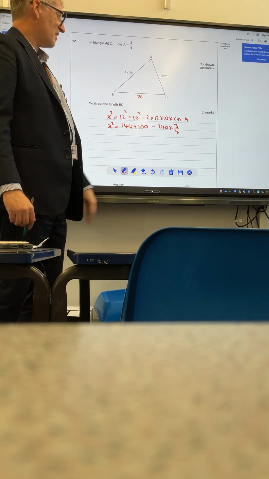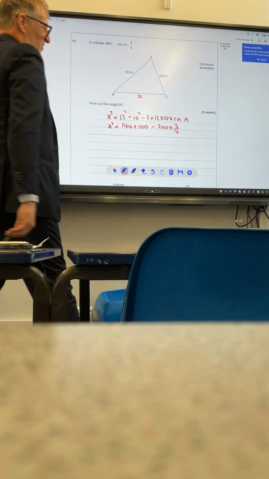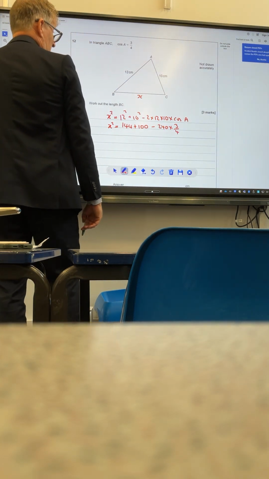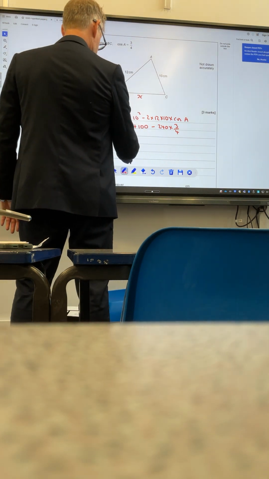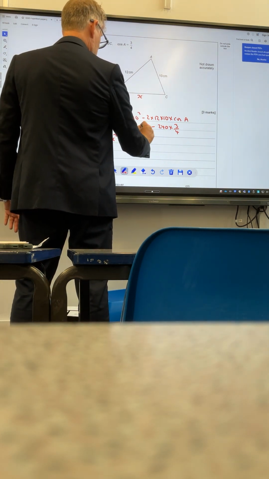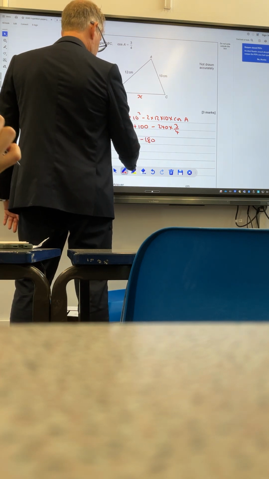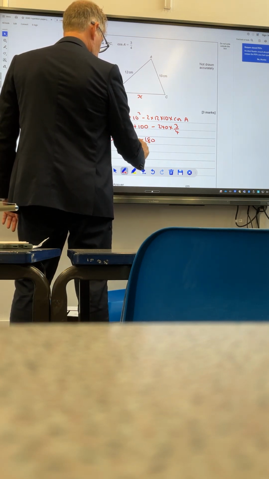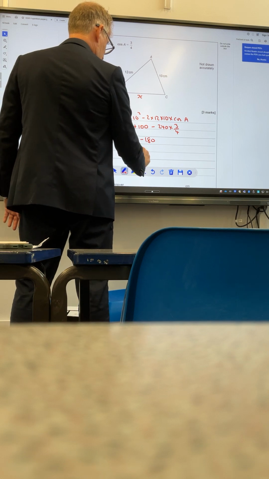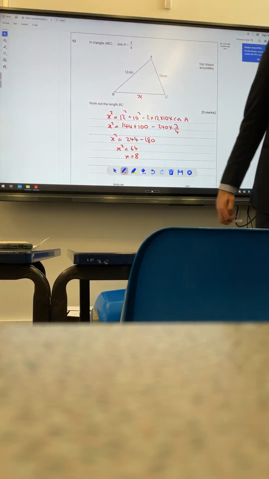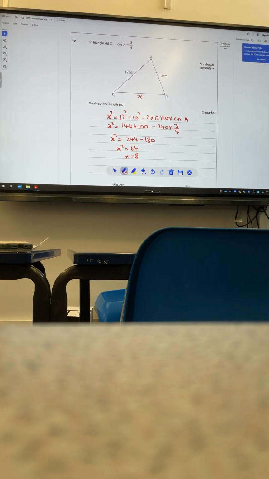I think it's quite straightforward now. You do 240 times 3/4, which is 180. So x squared is 244 minus 180, which is 64, so x is 8. That's not hard. So write that.